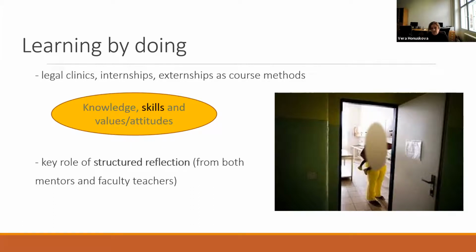When we started to build this type of courses, we found out one very important thing, that what is really the key, in our opinion, is the structured reflection. It plays a huge role in the learning process. If students do not receive good structured reflection, the level of acquired knowledge and skills is much, much lower.